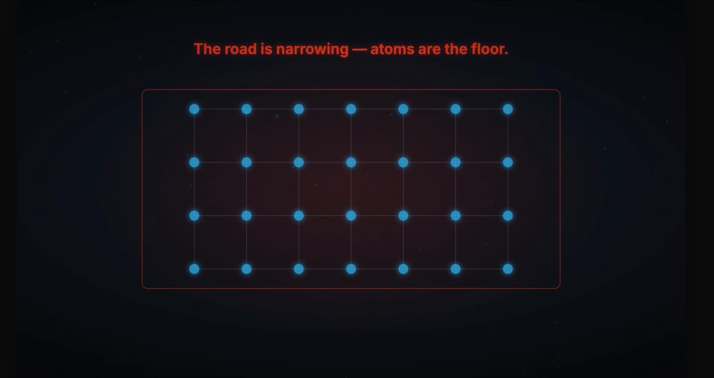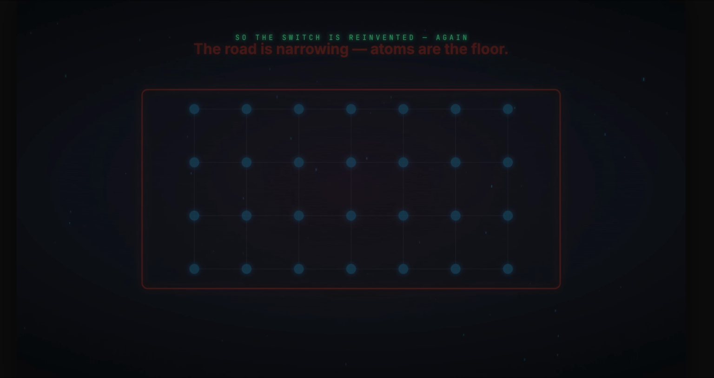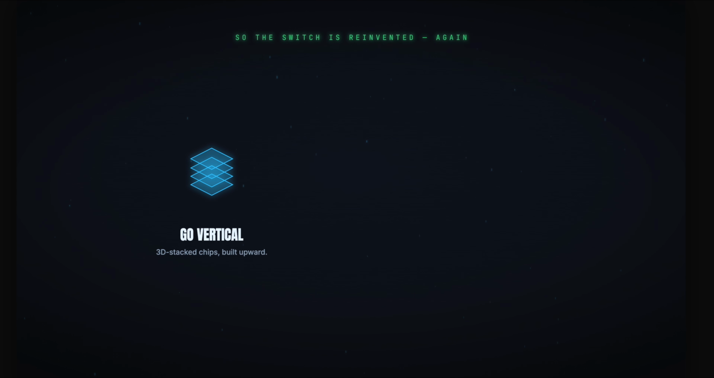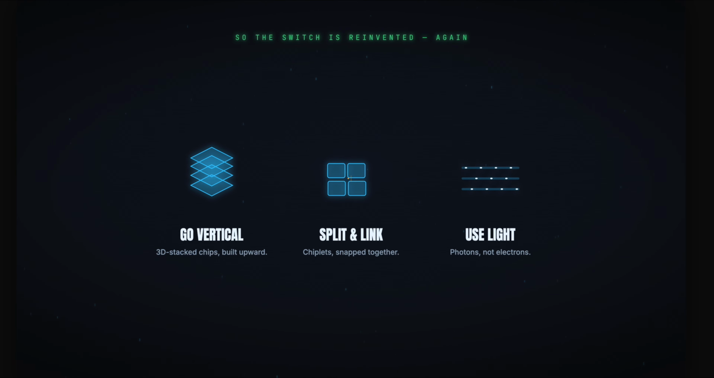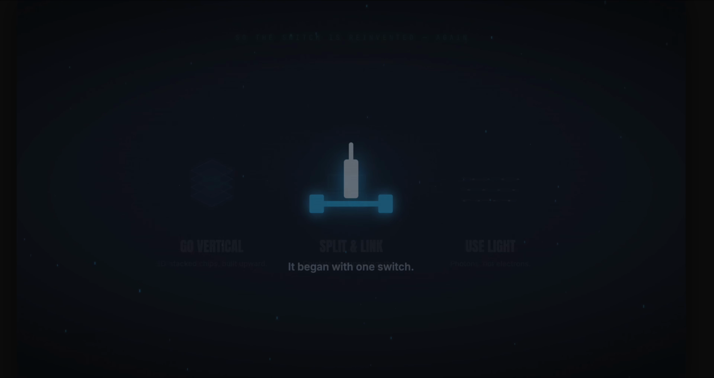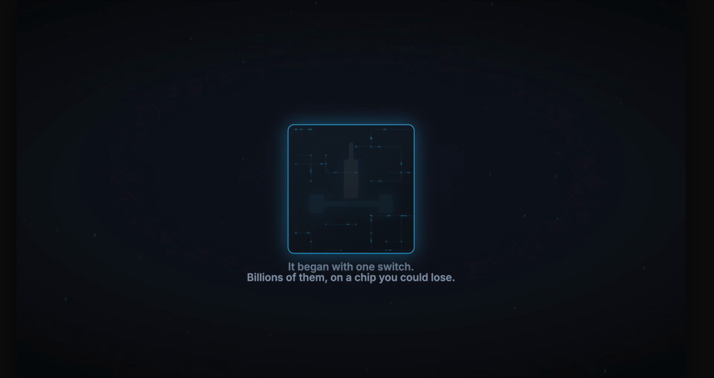As transistors shrink toward the size of individual atoms, the old trick of simply making them smaller is finally running out. So the next chapter of this story is being written in new ways, stacking chips upward into 3 dimensions, splitting them into smaller connected pieces, and even exploring the use of light itself instead of electricity to carry information. The humble switch is being reinvented all over again, from a single on-off transistor to a fingernail holding hundreds of billions of them, to entire warehouses of silicon teaching machines to see and to speak.